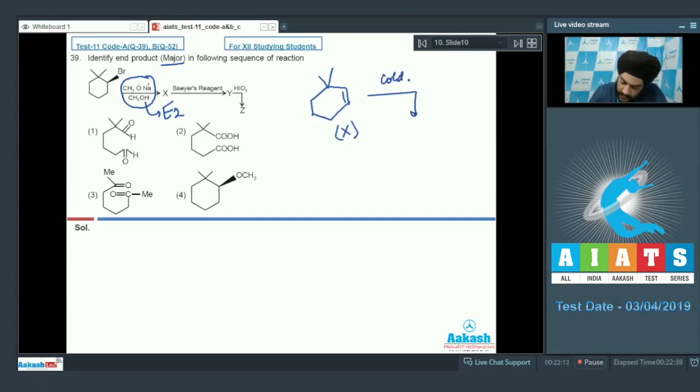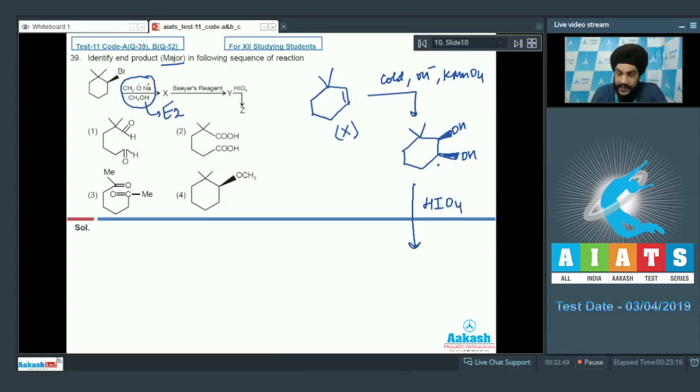which is the cold basic KMnO4. Okay, so this will lead to syn hydroxylation of the ring, and when this is further subjected to oxidation using HIO4, the HIO4 will convert this vicinal diol into corresponding carbonyl compounds by breaking this bond. So we're going to have the formation of this structure. So this is the major product Z, which is formed at the end of the above reaction sequence.